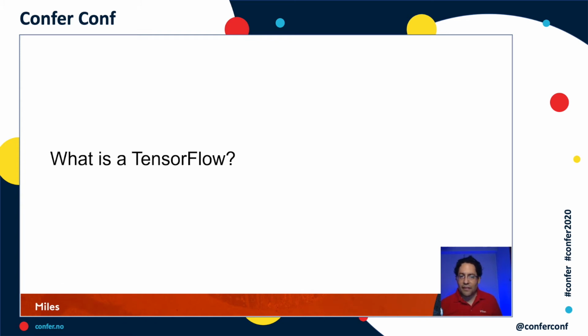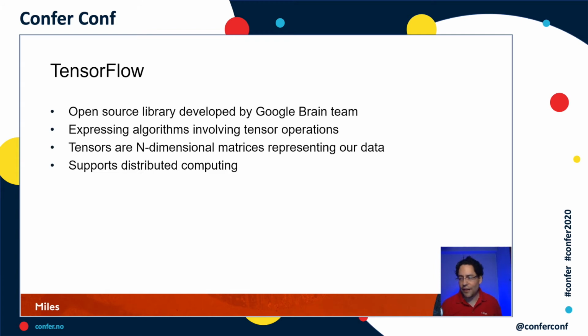So then the next thing is, what is TensorFlow? TensorFlow is an open source library developed by the Google Brain team, and it has algorithms that can deal with tensor operations. And tensors are multidimensional matrices that we can use to represent our data. And the big thing with TensorFlow is that it supports distributed computing.